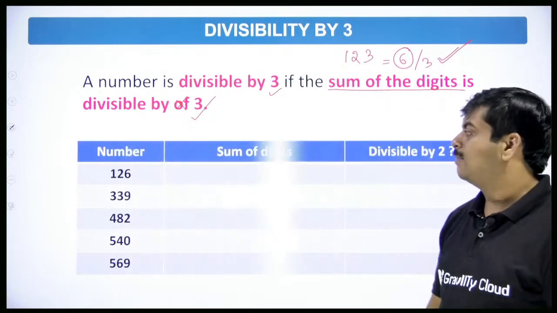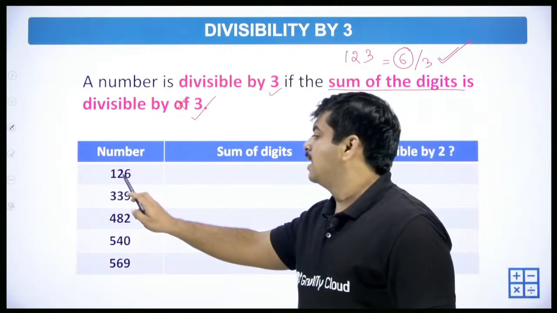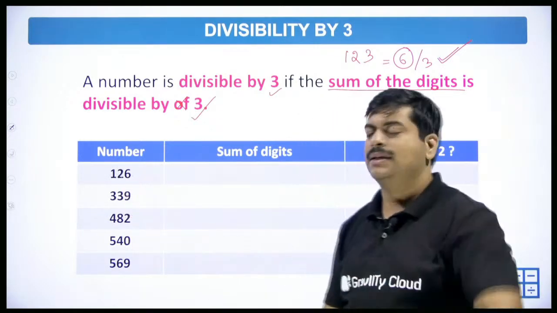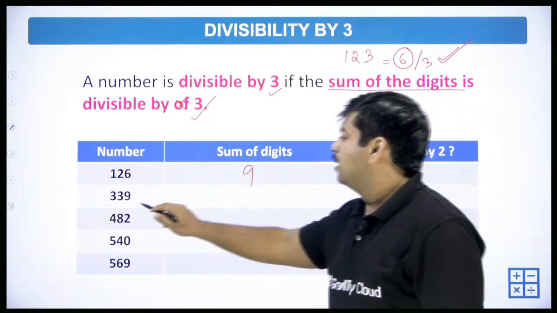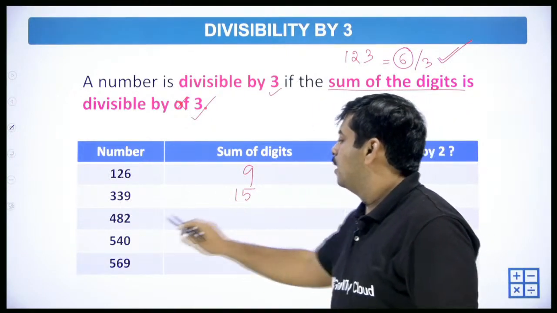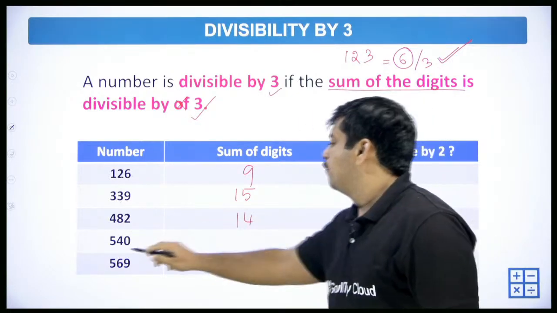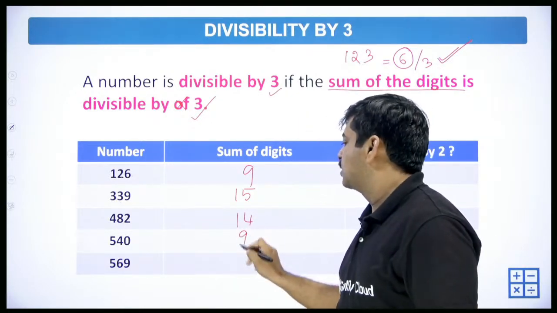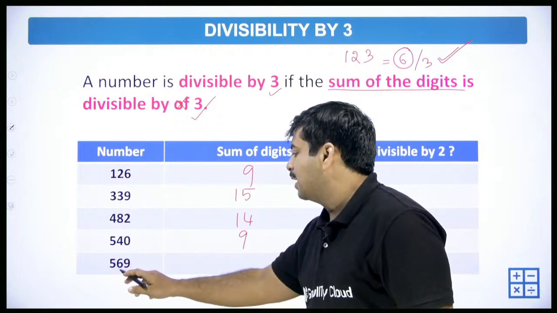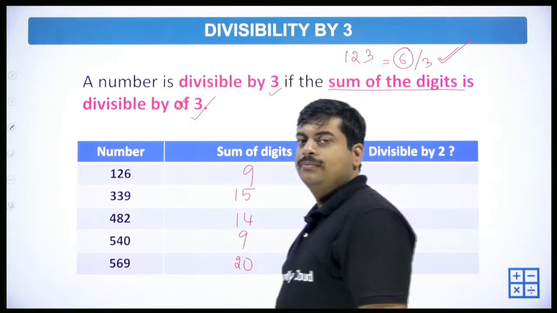Let's try to take small examples. 126. How much is that? Just add the numbers. Then 540: 5 plus 4 is 9, 9 plus 0 is 9. And 569: 5 plus 6 is 11, 11 plus 9 is 20. Is that correct? So these are the digits.